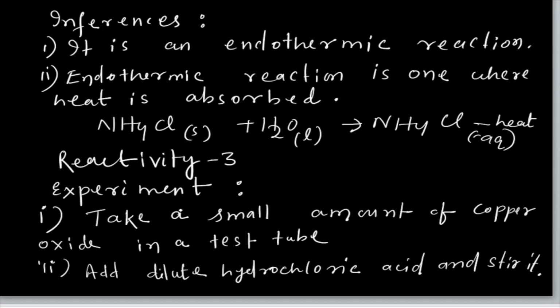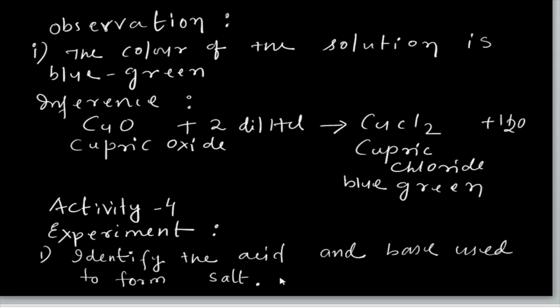Then again you see the third activity, where you take a small amount of copper oxide, whose color is black, and in a test tube add dilute hydrochloric acid and stir it properly. Then what happens? The color of the solution becomes bluish green. Why does the color of the solution change after adding dilute hydrochloric acid? And always remember, if it is dilute, you should write dilute. If it is concentrated, you should write concentrated.